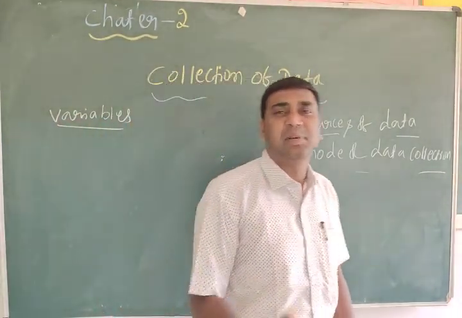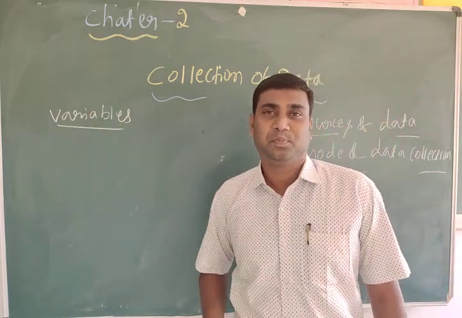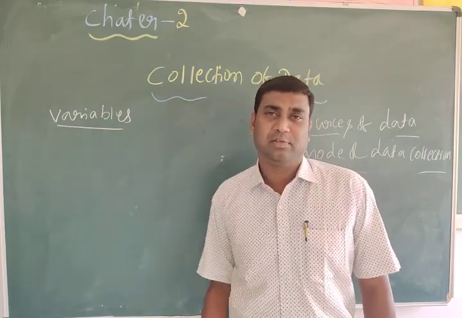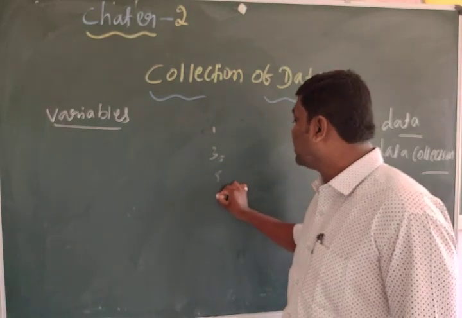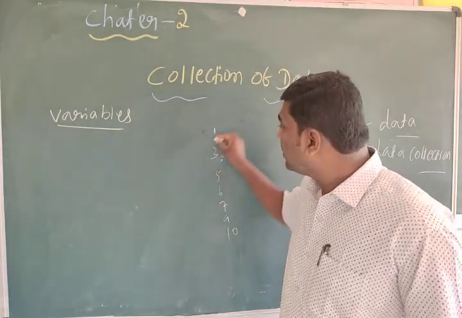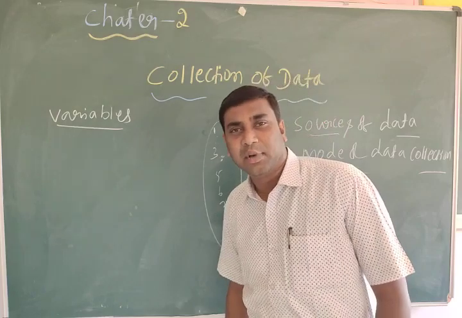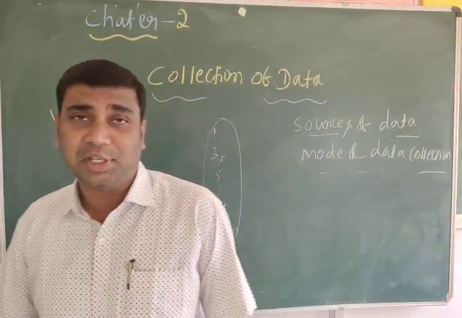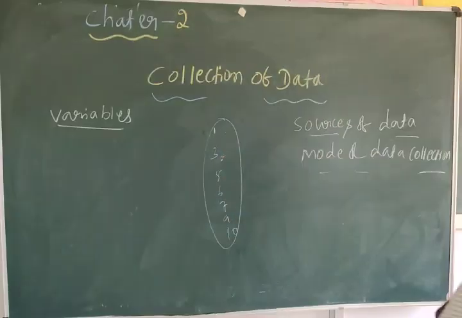You have to understand simple information. Variables means those values which are changing, which keep changing. For example, 1, 3, 5, 6, 7, 9, 10. Okay. So here there is no continuation. That means these are called variables. Variables are nothing but those which keep changing. So we can understand variables easily.